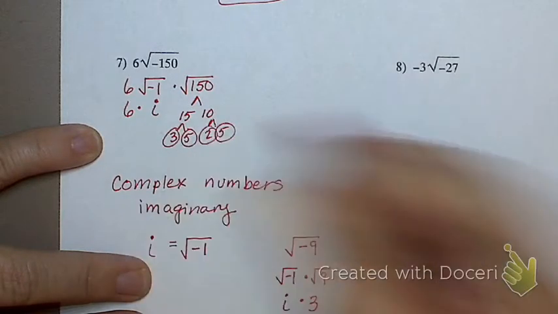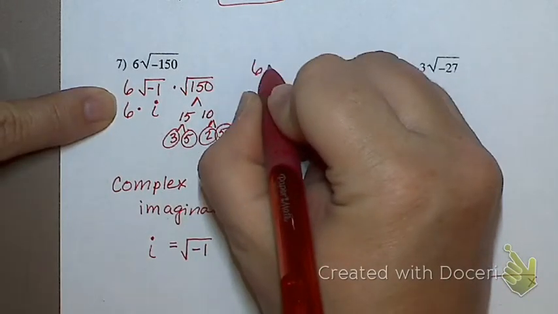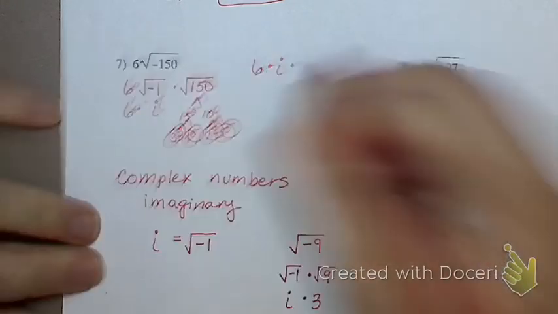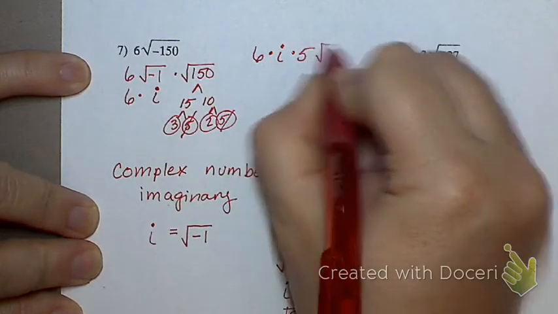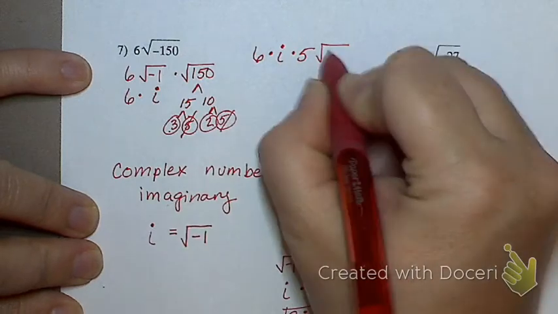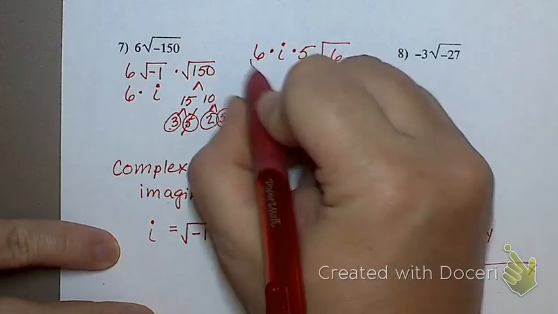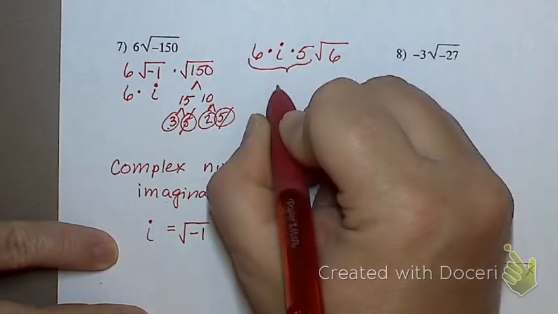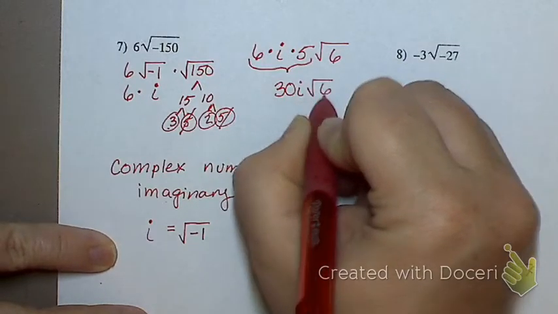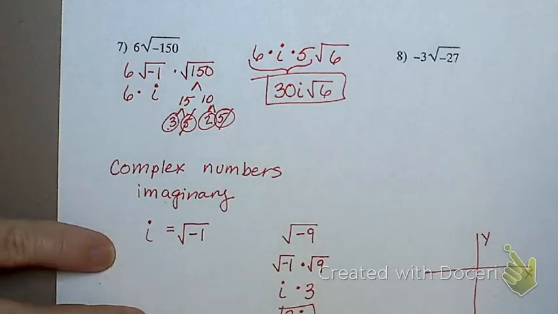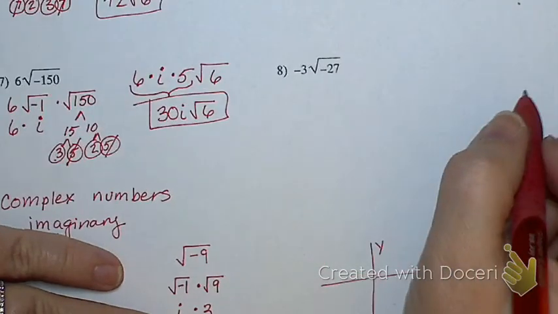What else can come out? I already have a 6. I already have an i. What else can come out? A 5. And what's left inside? 3 times 2 is 6. So what does this get me when I multiply it all? 30i radical 6.